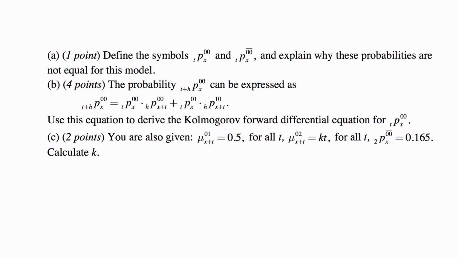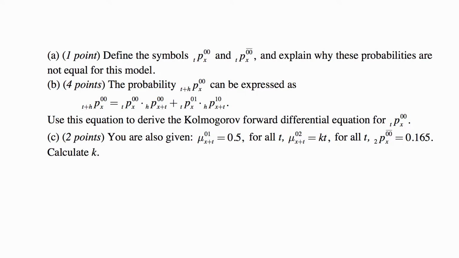So obviously what you're going to do is try to find the derivative of t p x 00 with respect to t using the equation that you see, but then you notice that there's t plus h there. So if you subtract t p x 00 from t plus h p x 00 and divide the whole thing by h, that's a difference quotient for the derivative you would be working with, and the limit of that is the derivative. It's an important thing to note.